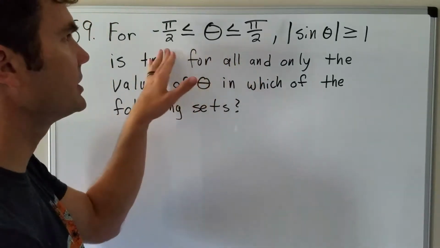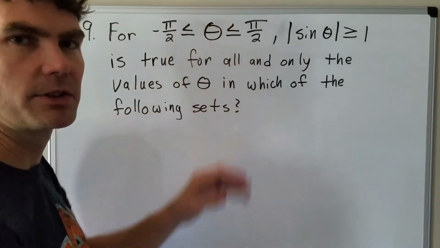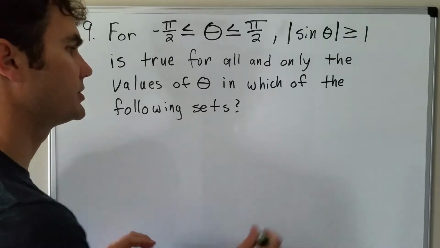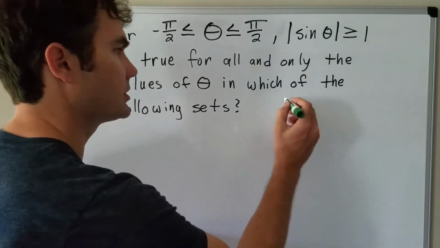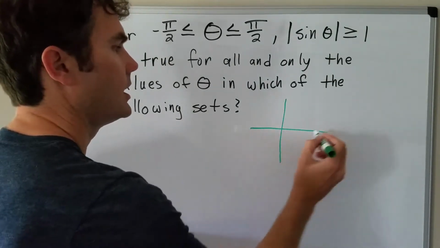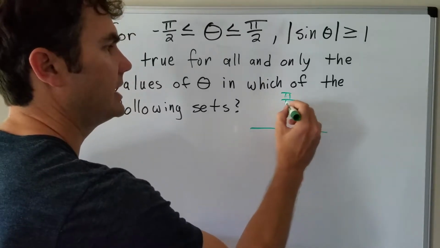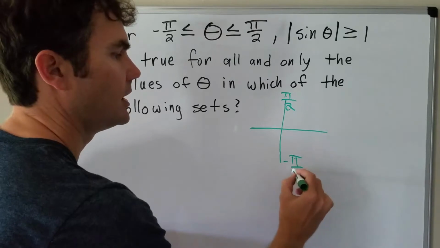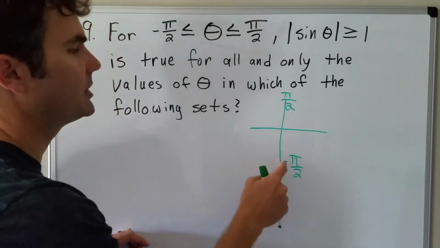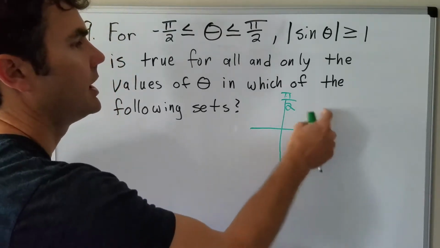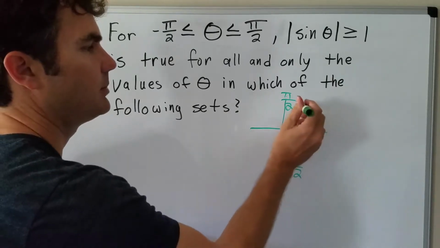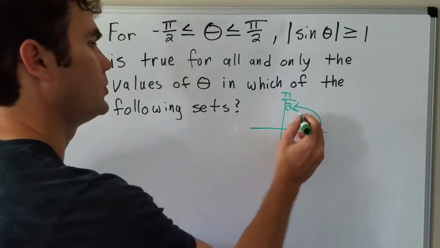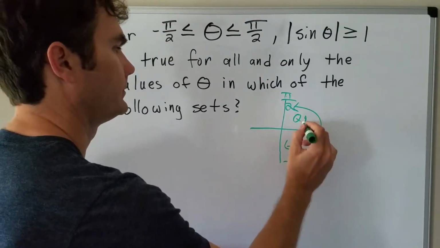Always remember your unit circle when you see thetas and pi over 2's in any kind of trig function. So basically, what are they asking unit circle wise? Remember, pi over 2 is 90 degrees, straight up and down on the y-axis, and negative pi over 2 then is here. So if I'm between negative pi over 2 and pi over 2, I'm in this part of the unit circle: quadrants 1 and 4.